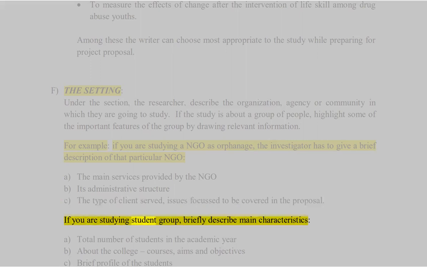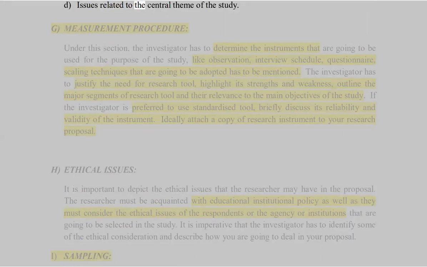If you are studying a student group, briefly describe main characteristics. A. Total number of students in the academic year. B. About the college, courses, aims and objectives. C. Brief profile of the students. D. Issues related to the central theme of the study.